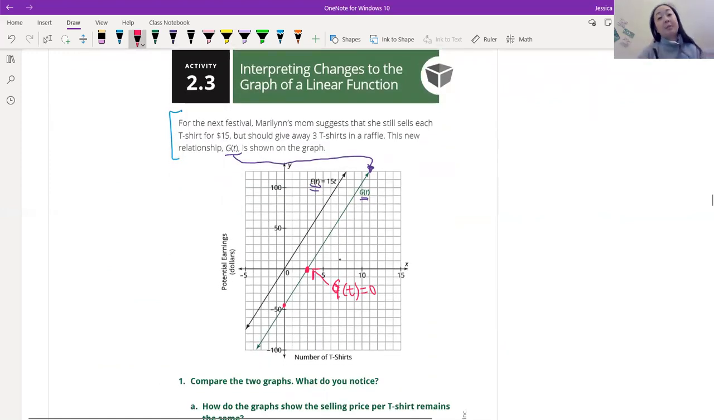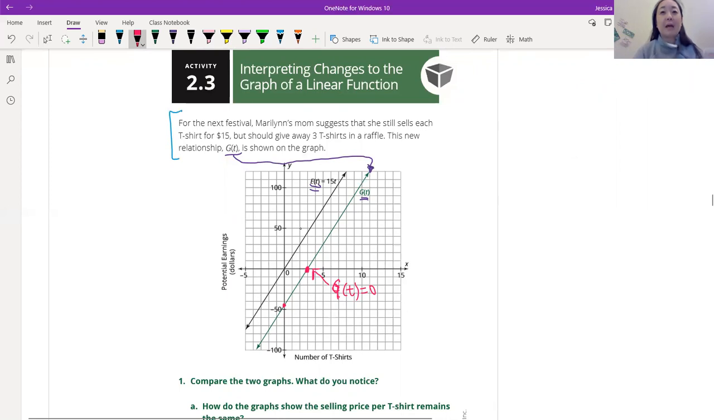So Marilyn's mom has a great idea. She says, why don't we do a raffle? We're going to give away 3 t-shirts, probably to 3 different people, and people can buy raffle tickets. But we're not including that as part of the t-shirt sales, because those are raffle tickets. Or maybe it's not even raffle tickets. Maybe it's just put your name in and we'll draw out a business card or your name or whatever.